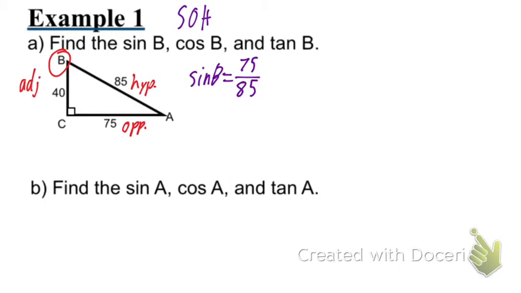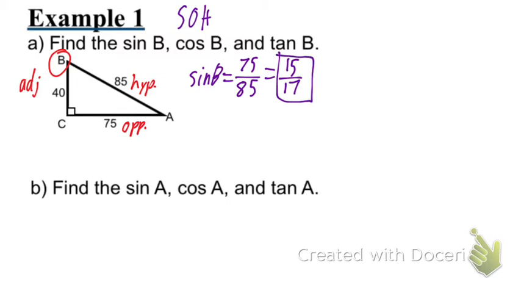Now can we reduce this ratio? Yeah, what is 75 divided by 85? Well, what goes into both numbers? 5. And 5 goes into both numbers. It goes into 75 how many times? 15. And it goes into 85? 17 times. So sine of angle B is 15 over 17.